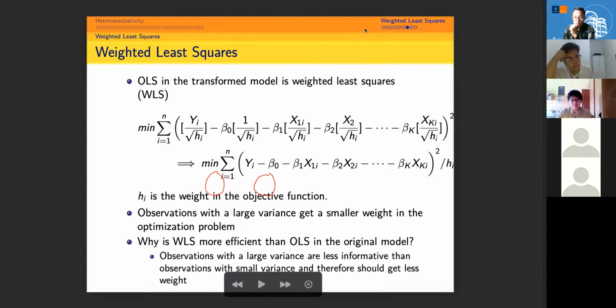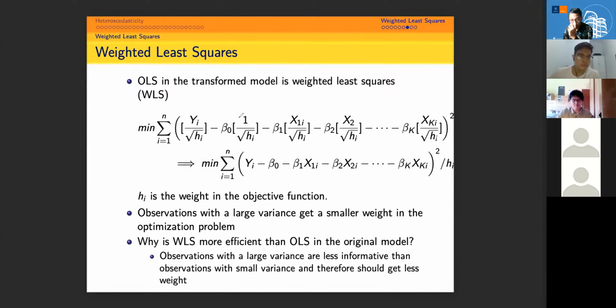All right. So the idea of the regression is quite similar. You're going to do OLS, that is, weighted least squares. Basically, the idea is the following. Observations with large variance will get a smaller weight, and observations with a smaller variance are going to get a larger weight.